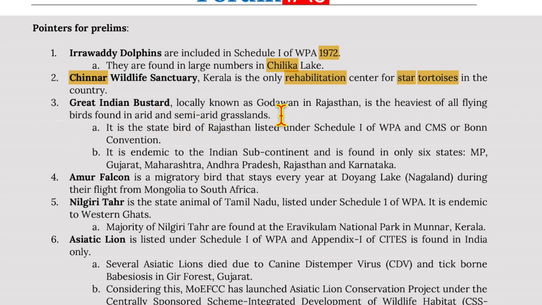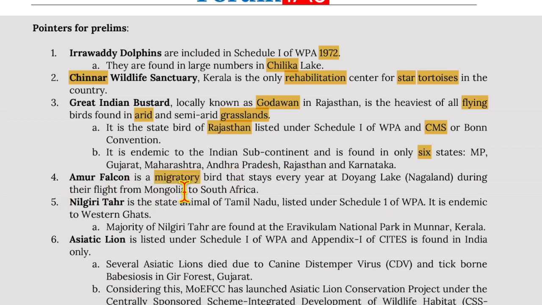Great Indian Bustard, known as Godawan in Rajasthan, is the heaviest of all flying birds, found in arid and semi-arid grasslands. It is the state bird of Rajasthan, listed under Schedule 1 of the Wildlife Protection Act and the CMS or Bonn Convention, that is, the Convention on Migratory Species. It is endemic to the Indian subcontinent and is found only in 6 states, that is, Madhya Pradesh, Gujarat, Maharashtra, Andhra Pradesh, Rajasthan and Karnataka.